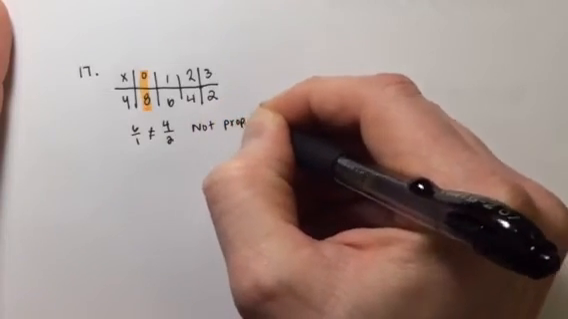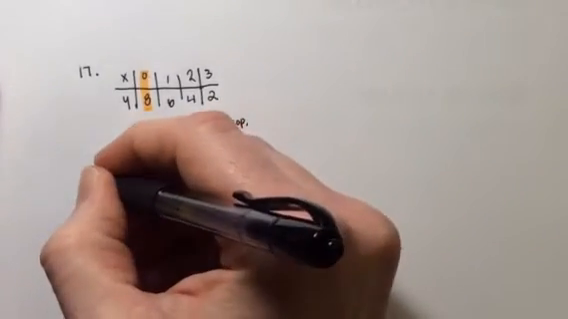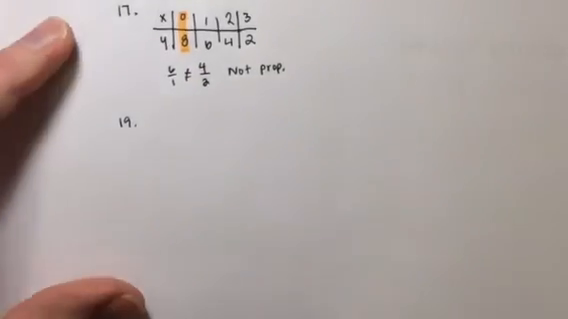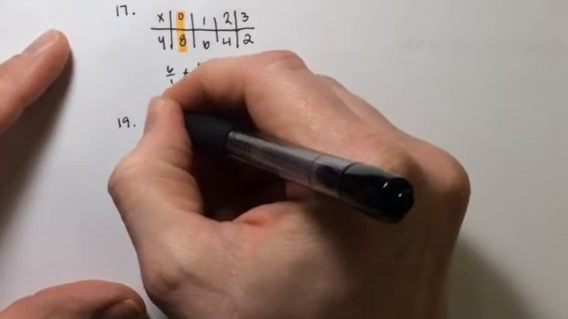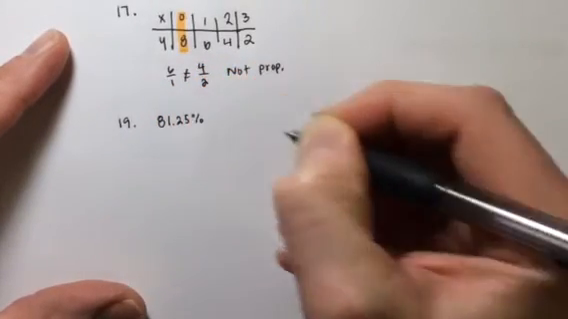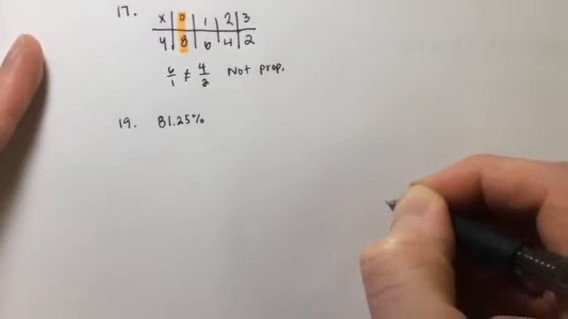All right, let's look at number 19, and I'm kind of racing through these just to make sure that we're all okay here. All right, so this one says express 81.25% as a decimal and as a fraction.